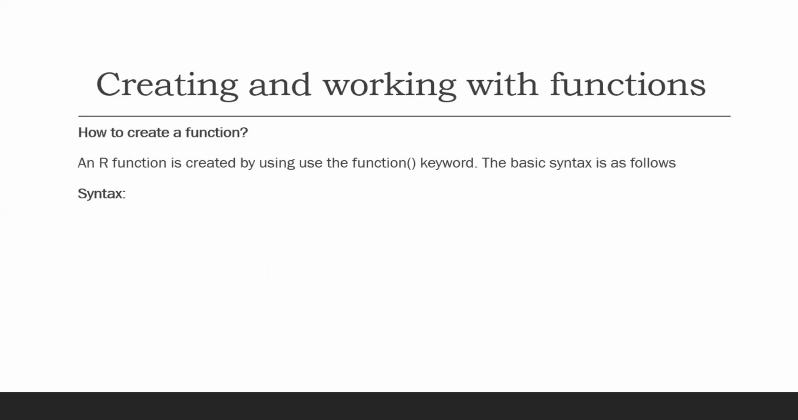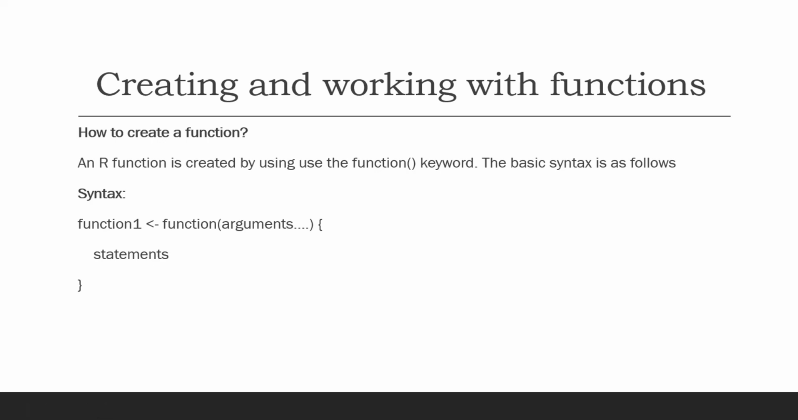Now you might be wondering how you can create and work with functions. An R function is created by using the function keyword. The basic syntax is as follows. First of all, you write down the function name such as function1. Then you write down the keyword function to create a function. In the parentheses, you can pass down the arguments that are optional. Let's say if you want to pass more than one argument, you can separate them using a comma. Inside the brackets, you can write down the statements that are the part of a function body.